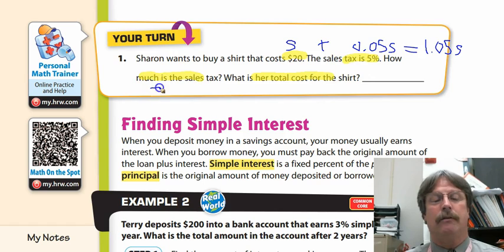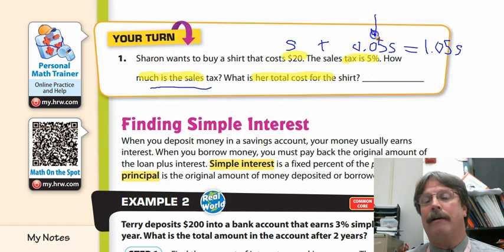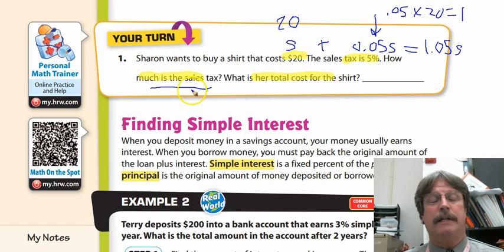Now, here's the thing. How much is the sales tax? I've got to find that out. I know the original cost is $20, but I have to find out what 5%, or 0.05, of the $20 is. So I take 0.05 times 20, and I get $1. So my sales tax is $1. Then I add those two together, I take 20 plus 1, and the total cost of the shirt is going to be $21.